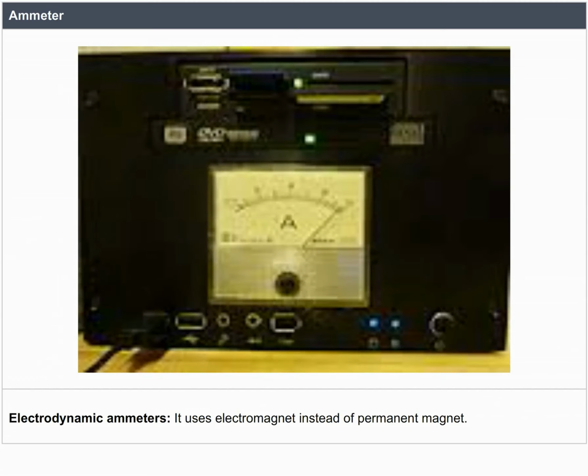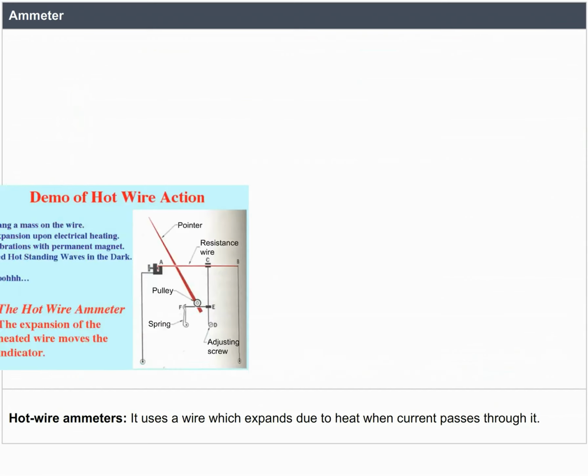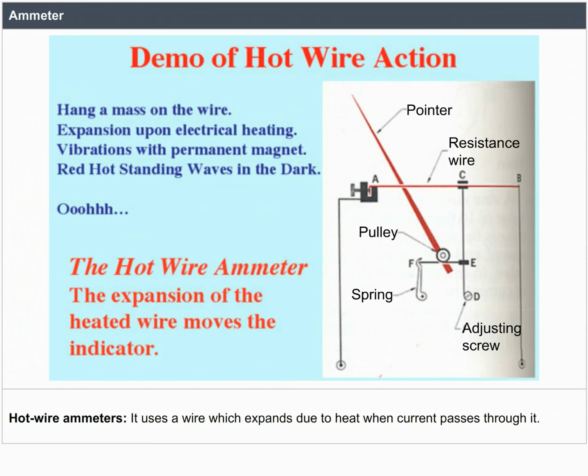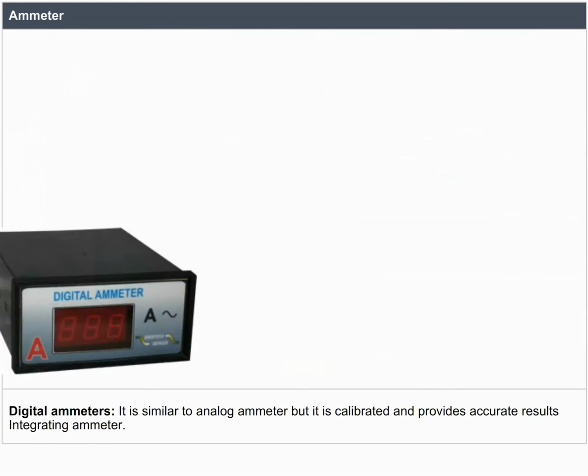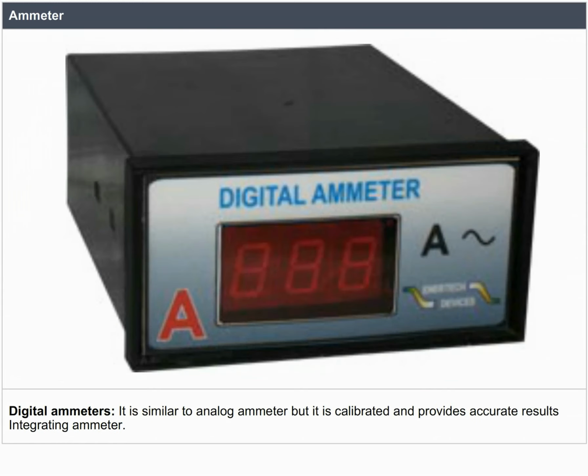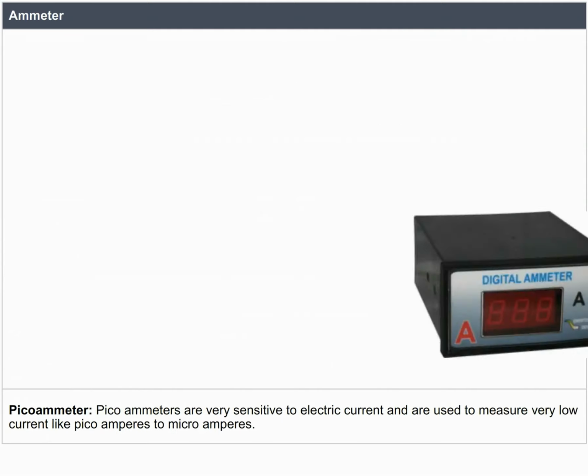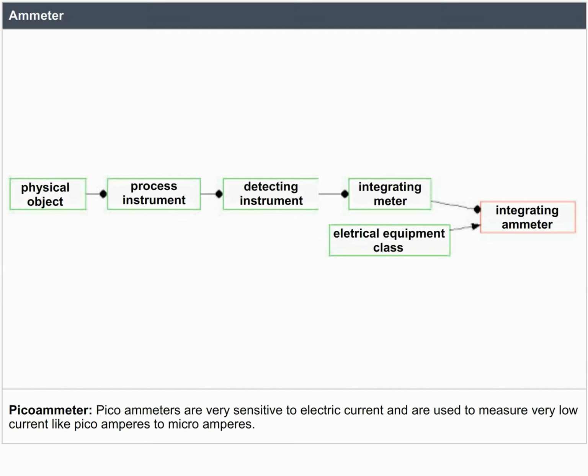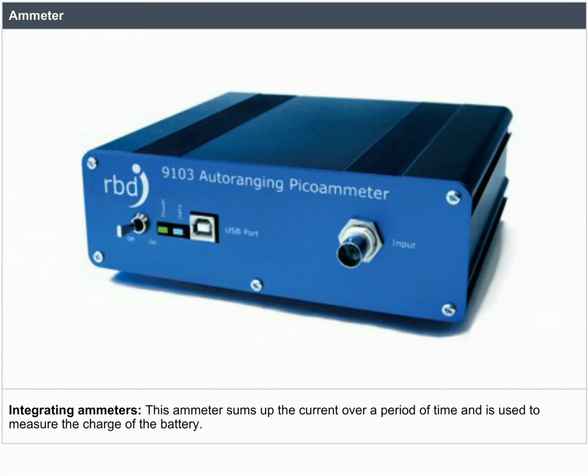Electrodynamic ammeters. It uses electromagnet instead of a permanent magnet. Hot wire ammeters. It uses a wire which expands due to heat when current passes through it. Digital ammeters. It is similar to analog ammeter, but it is calibrated and provides accurate results. Pico ammeter. Pico ammeters are very sensitive to electric current and are used to measure very low current like picoamperes to microamperes.